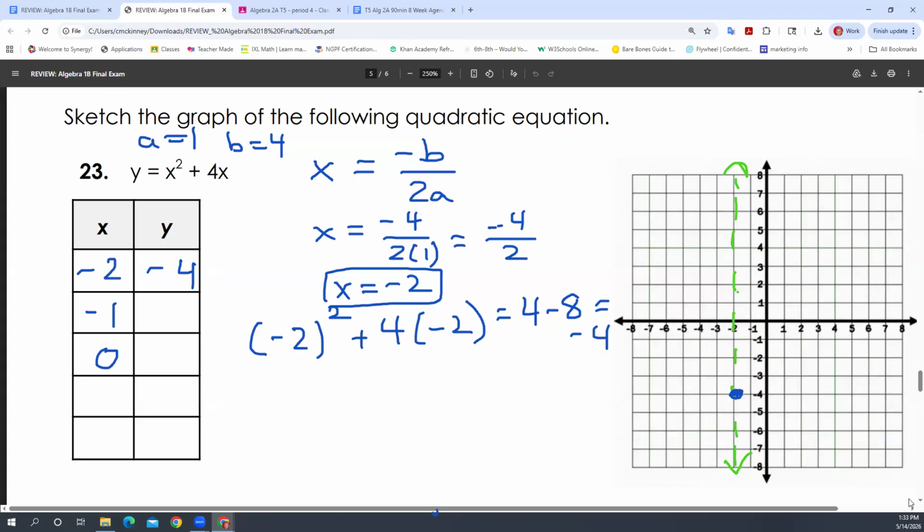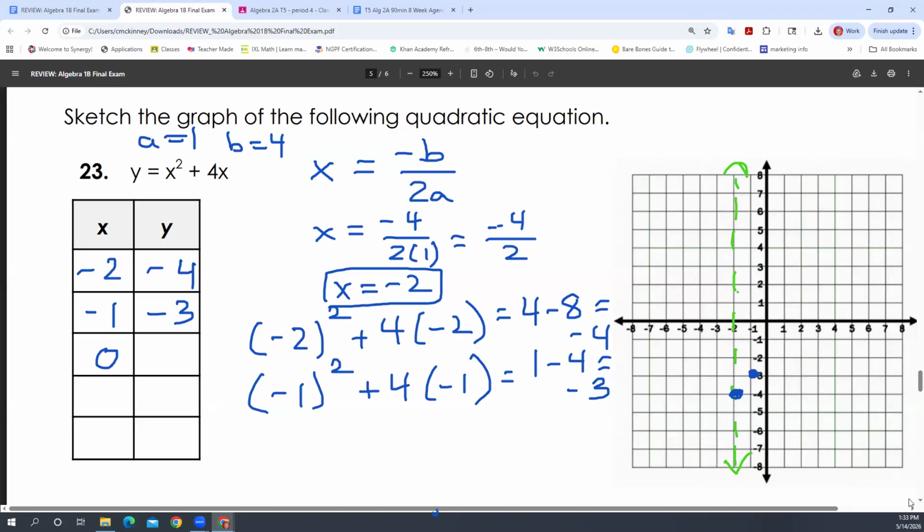Then we're going to do the same thing, but with negative 1. Negative 1 squared plus 4 times negative 1. So that's 1 minus 4. That equals negative 3. So negative 1, so 1 to the left of the origin, and then down 3. So that's here. Should not be far from your vertex.